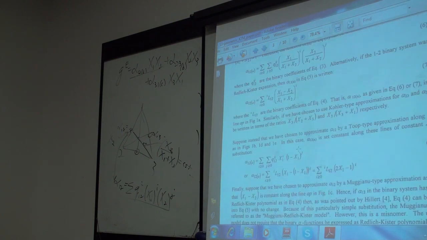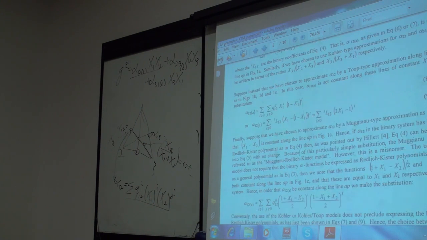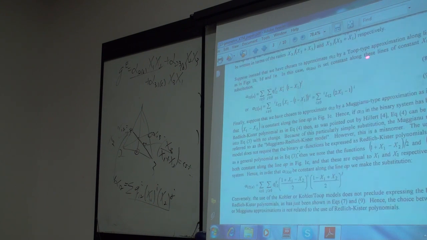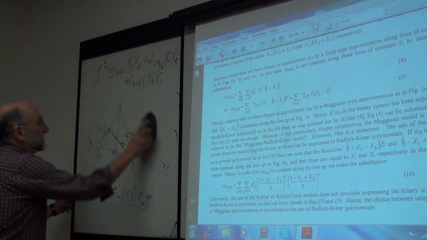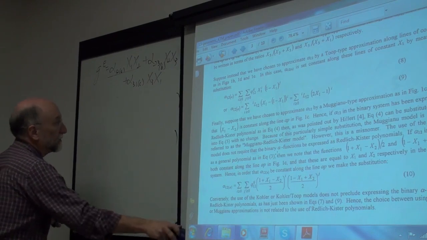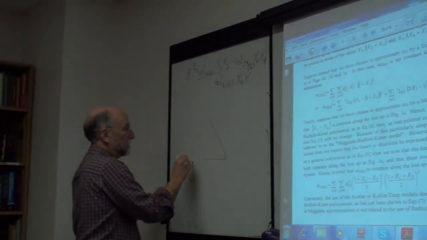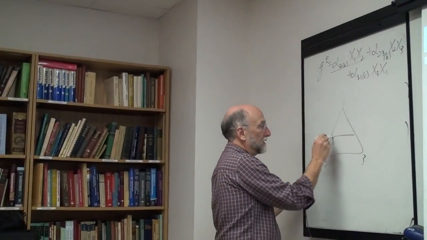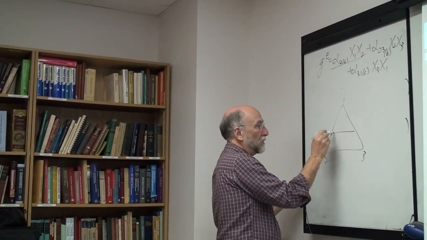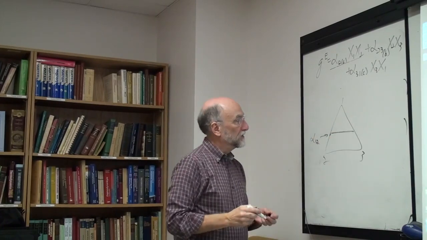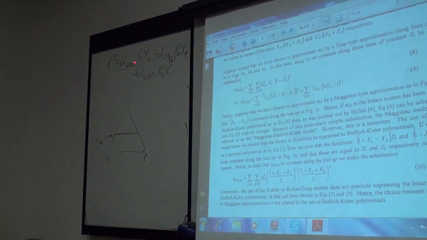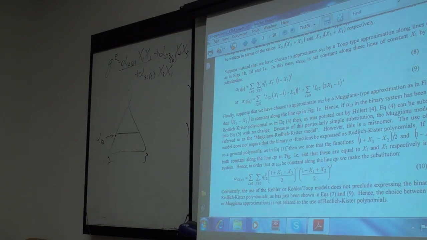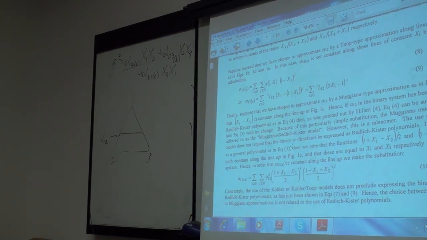Now suppose you want to use a Toop type approximation, along lines of constant x1. So now I want to base it on something that looks like this. So this is 1, 2, 3, and here I have alpha 1,2, and I want it to be constant along the line of constant x1. So alpha 1,2 should be constant along that line. So what do I replace now? I'm going to take this x1, x2 here, and I'm going to replace it. Sorry, what I said before was wrong. You do not replace. Let me go back.